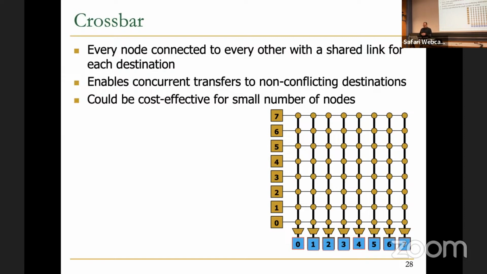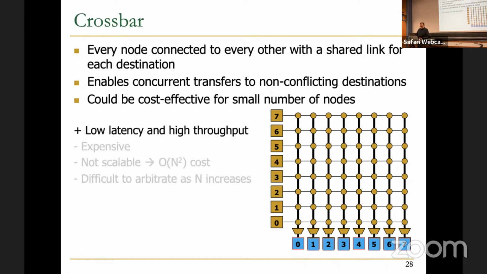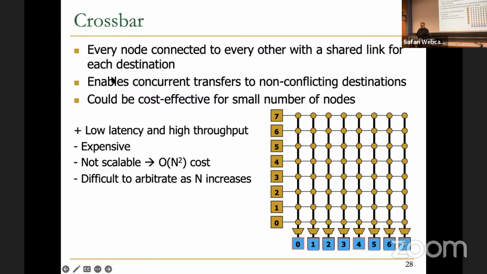So in the end, we don't really need to provide concurrent transfers for conflicting destinations, because that destination node is sometimes not capable of processing all these requests at the same time. Make sense? So it could be cost effective for a small number of nodes, and it has been used in some of the real chips as well.